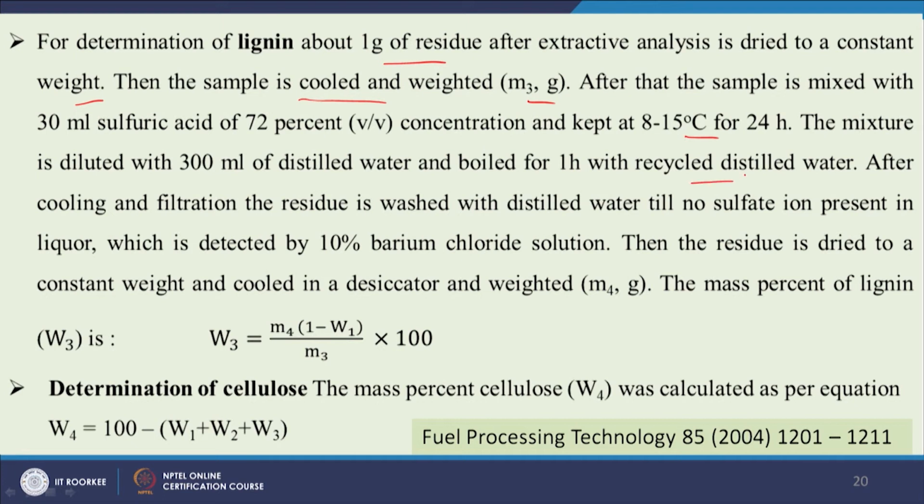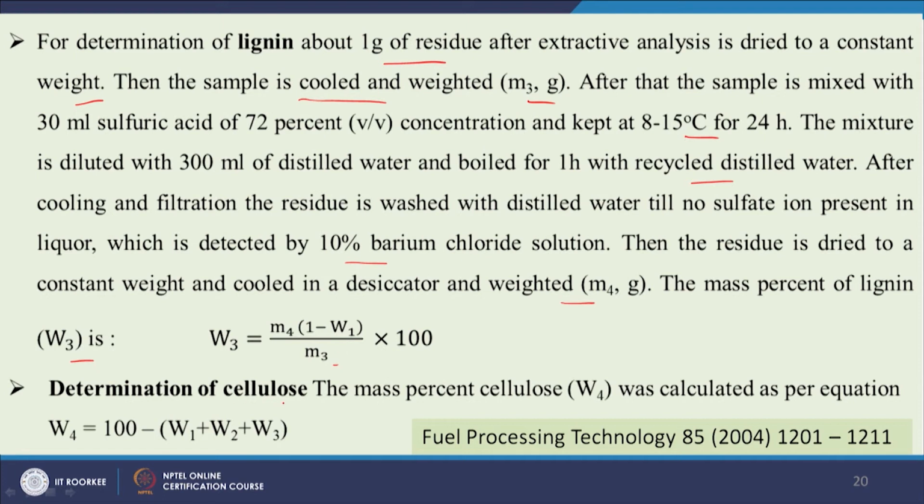After cooling and filtration, the residue is washed with distilled water till no sulphate ion is present in the liquor, which is detected by 10% barium chloride solution. Then the residue is dried to a constant weight, cooled in a desiccator and weighed, M4 gram. The mass percent of lignin W3 is M4 into (1 minus W1) by M3 into 100.